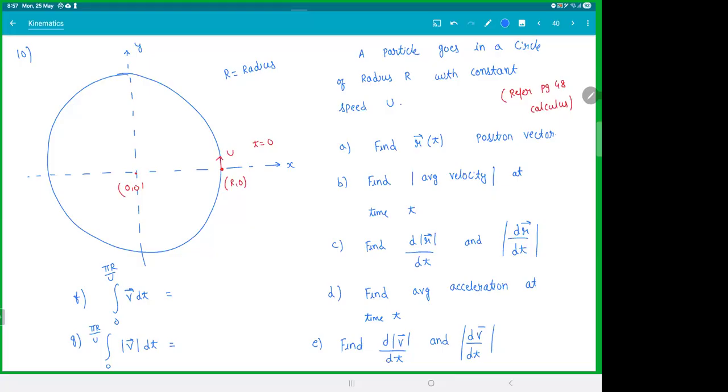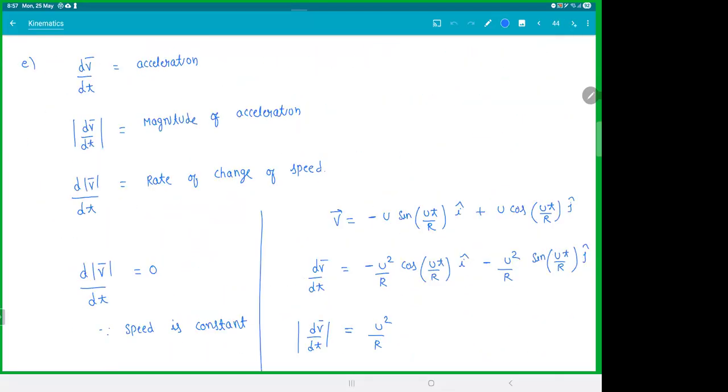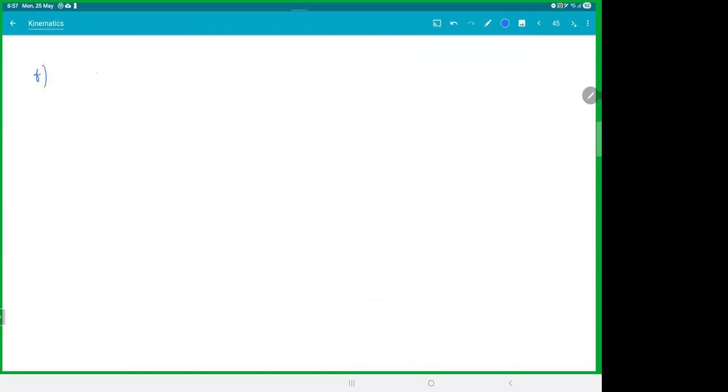You should definitely try this whole thing again on your own. It's not difficult, but this is the first time you're seeing that mod thing we are playing around with. So ask yourself, what is integral v bar dt? This is simply displacement. And what are you giving? You're asking 0 to pi r by u. What is pi r by u exactly?